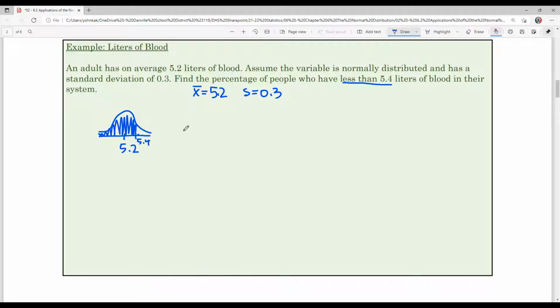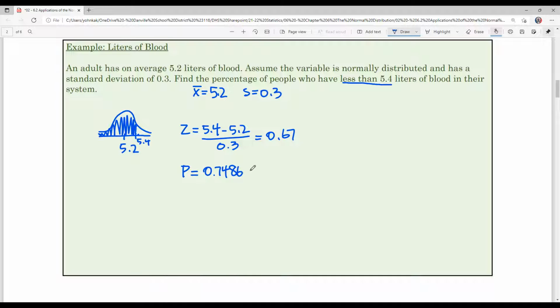Now what I need to do is convert my 5.4 into a z-score. So I'm going to do z equals my value 5.4 minus my mean 5.2 and divide by the standard deviation, which is 0.3. If I do this, it gives me a z-score of 0.67. Remember, z-scores have 2 decimals, so I round to 2 decimals. Then I need to find my probability. I'm going to look up on my z-score table what 0.67 is, and since I shaded left, I'm just going to use that value.